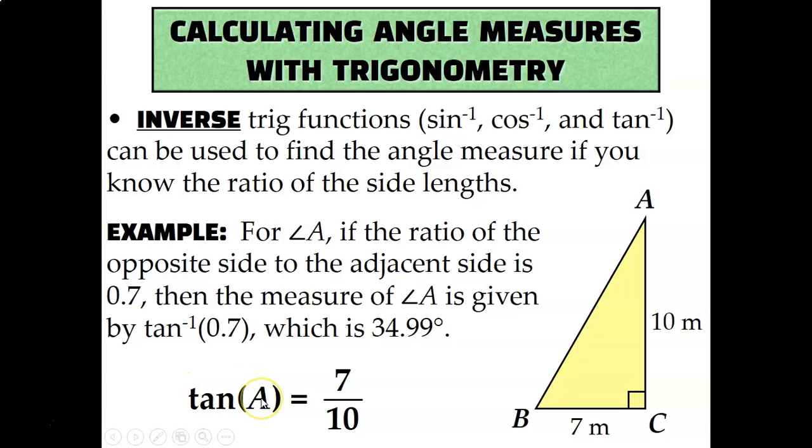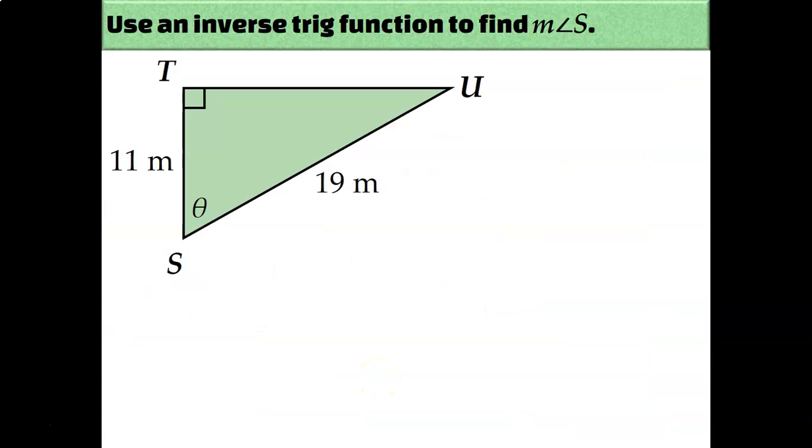So tangent of angle A is equal to the opposite over the adjacent. So to solve for angle A, we would need to use inverse tangent. You would take the inverse tangent of both sides. So inverse tangent and tangent would cancel, and I would just have A. And I would take the inverse tangent of 7/10, put that in the calculator, and it would be my answer. Let's take a look at a few examples.